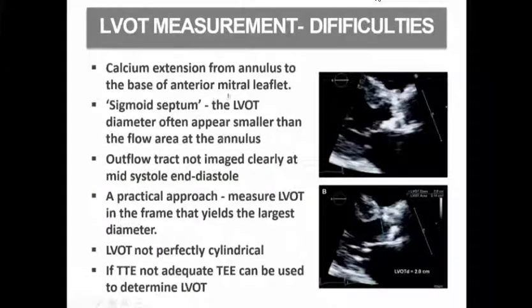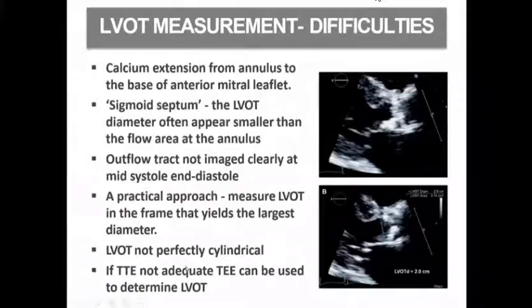What difficulty can there be? Many times you have seen so much calcium that it extends up to the mitral leaflet. Once the calcium is there, it will affect the LVOT, so you should measure in some other views. There is also the sigmoid septum of the LVOT, because many times the hypertrophy of the septum makes it a sigmoid shape. This will also give a falsely narrow LVOT. The outflow tract may not be imaged clearly in mid systole or end systole, and the practical approach is to measure the frame at the largest diameter. Whenever you get the largest diameter, you should consider it the real LVOT diameter.